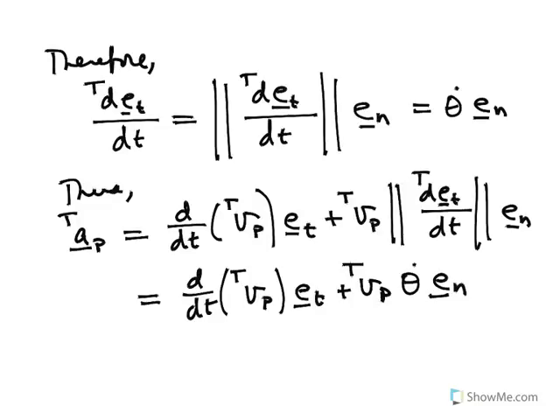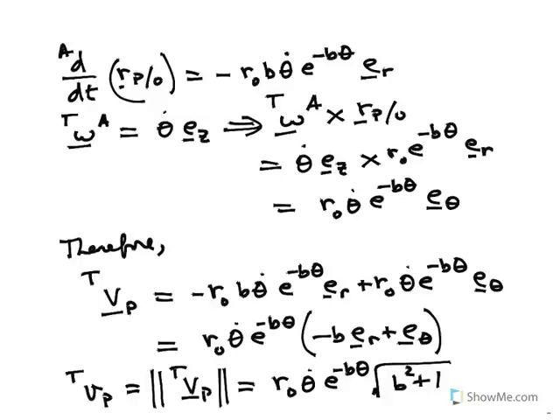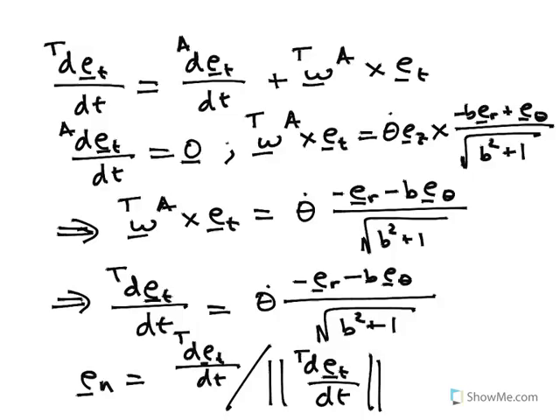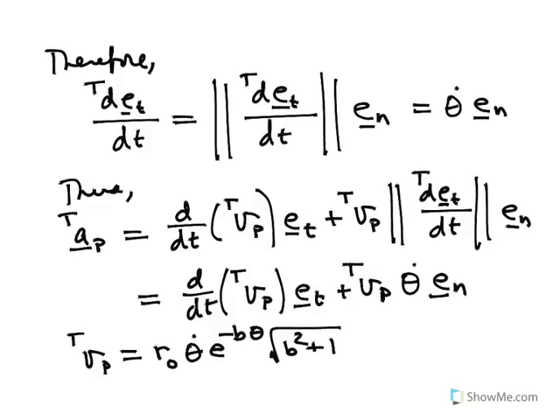Now, we could substitute in for the speed if you want to. If you recall the speed back from earlier, the speed was equal to r0 times theta dot times e to the minus b theta times the square root of b squared plus 1. So we can differentiate this to be able to get our final expression if we want, or we can just leave this here. But, for completeness, let's actually take the derivative and then substitute everything in.